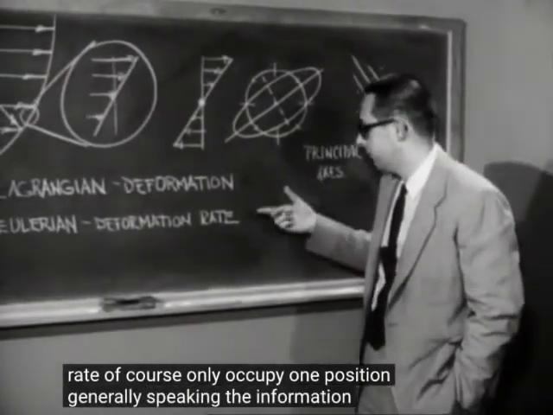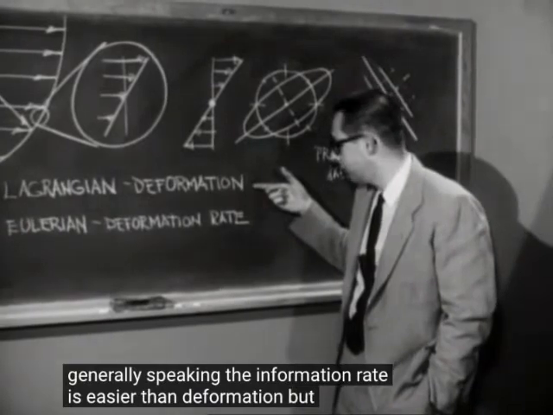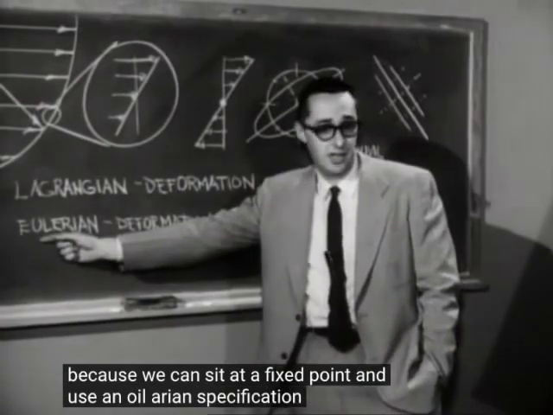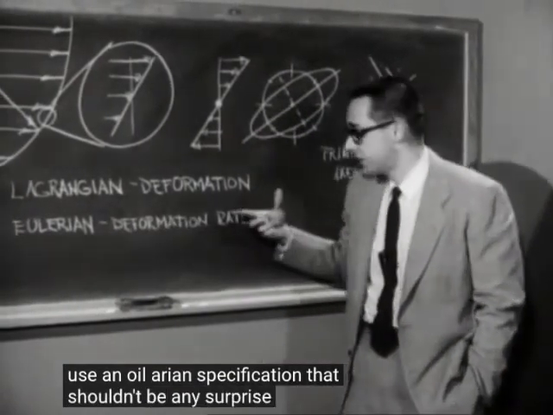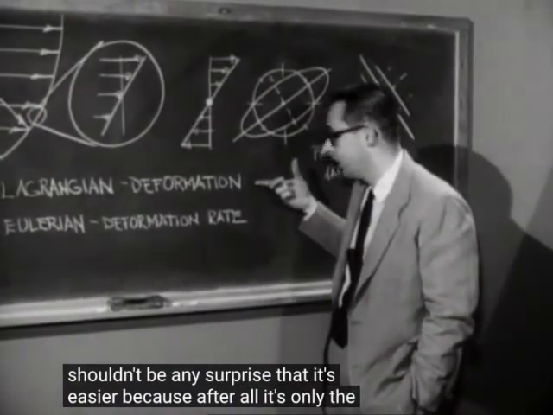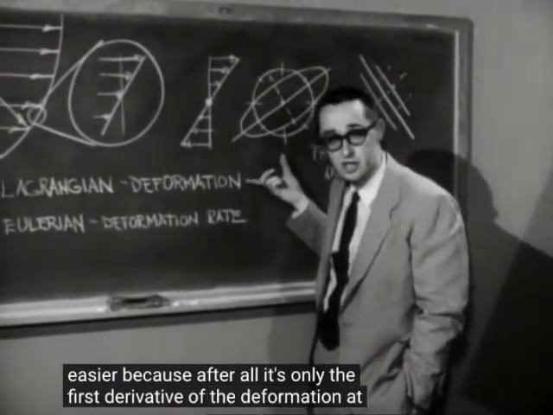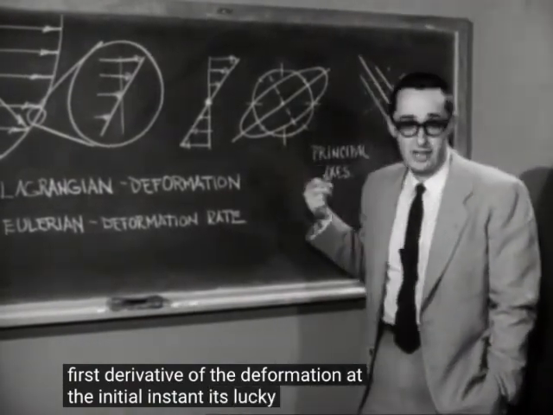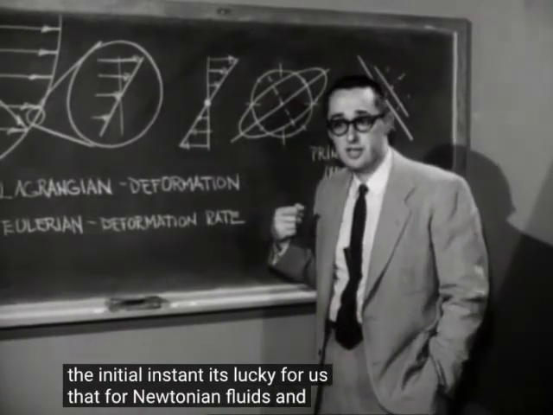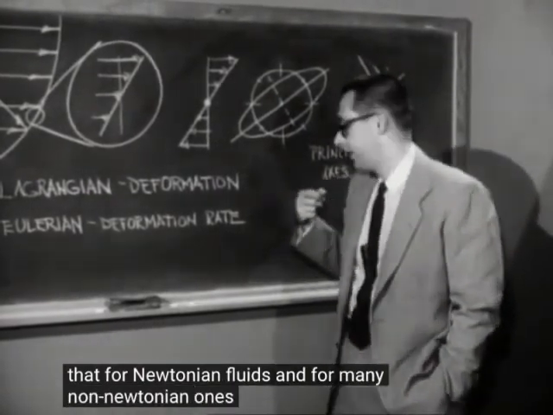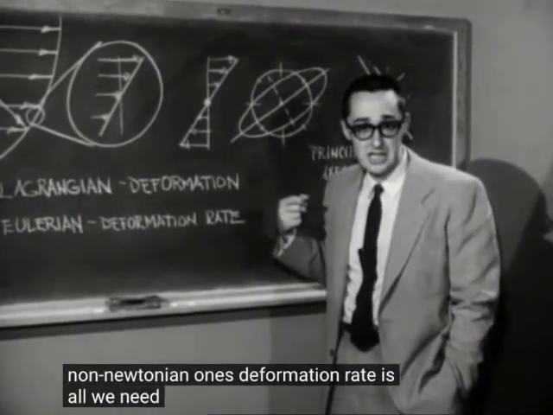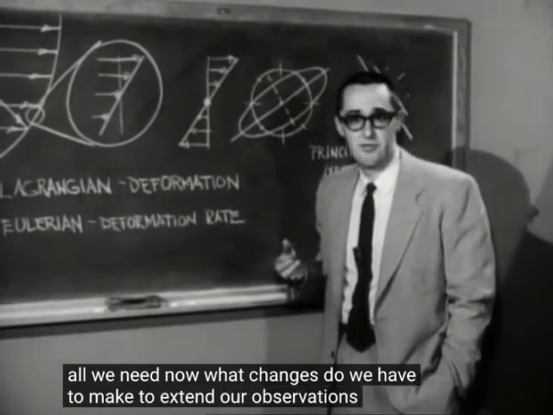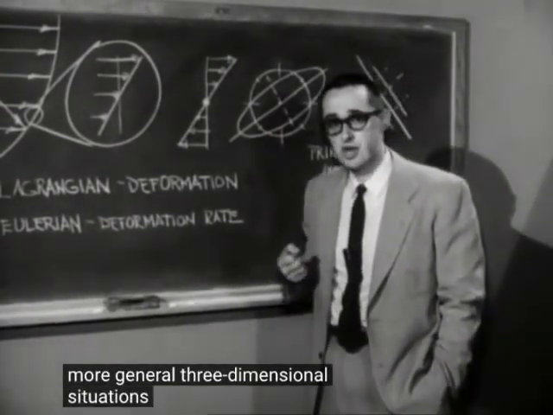Generally speaking, deformation rate is easier than deformation, but that's because we can sit at a fixed point and use an Eulerian specification. But that shouldn't be any surprise that it's easier because, after all, it's only the first derivative of the deformation at the initial instant. It's lucky for us that for Newtonian fluids and for many non-Newtonian ones, deformation rate is all we need. Now, what changes do we have to make to extend our observations to more general three-dimensional situations?